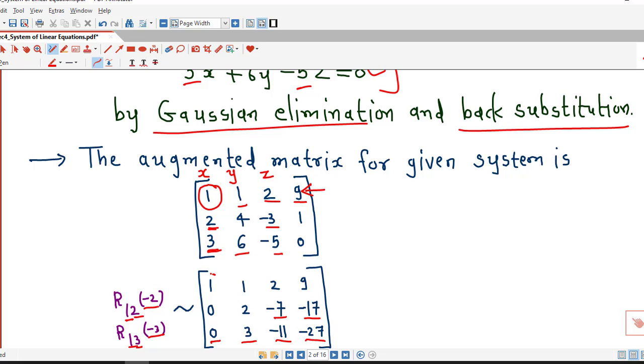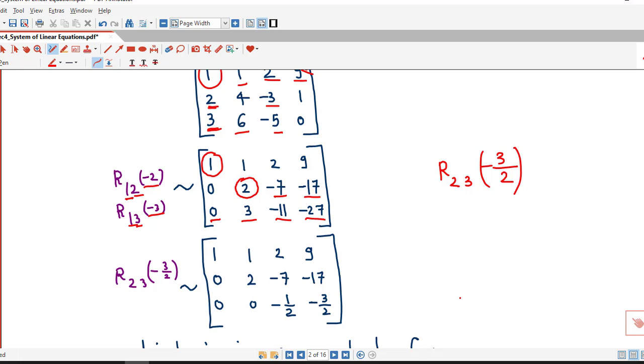So now this is the first non-zero entry of the first row, and the entries below this are 0. Now we come to the first non-zero entry of the second row, so we must have 0 below it. To make this 0, we divide by 2 and multiply with negative of 3, that is minus 3 by 2. So the next operation is multiplying the second row with minus 3 by 2 and adding to the third row. So that we have written here.